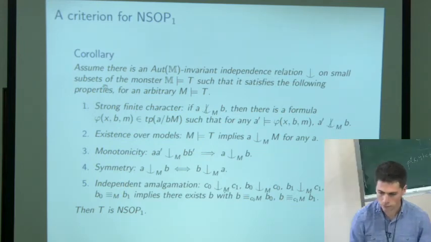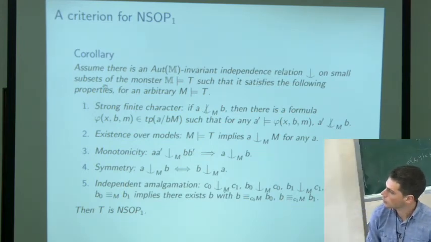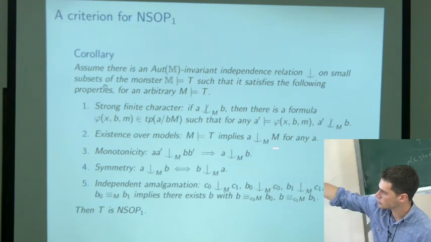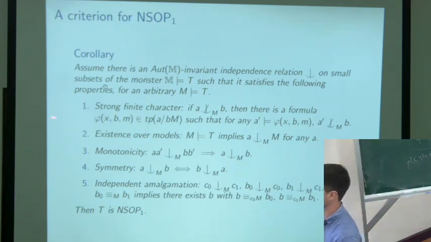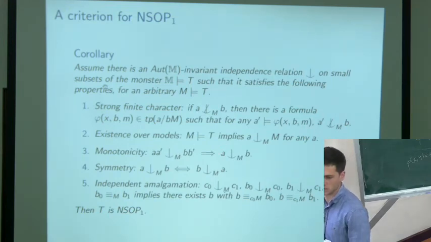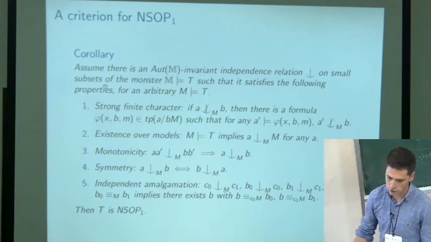How about the extension axiom? Oh, that's taken care of by existence over models. For your theorem, I guess you need extension, but we only use this weak form of extension, which is existence over models. But that's where that shows up.